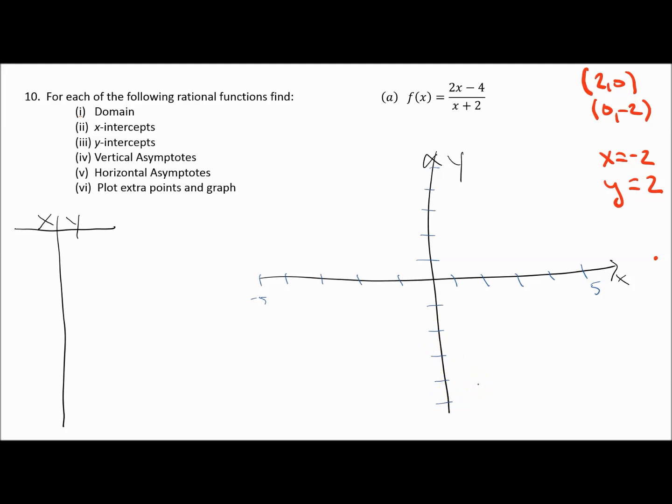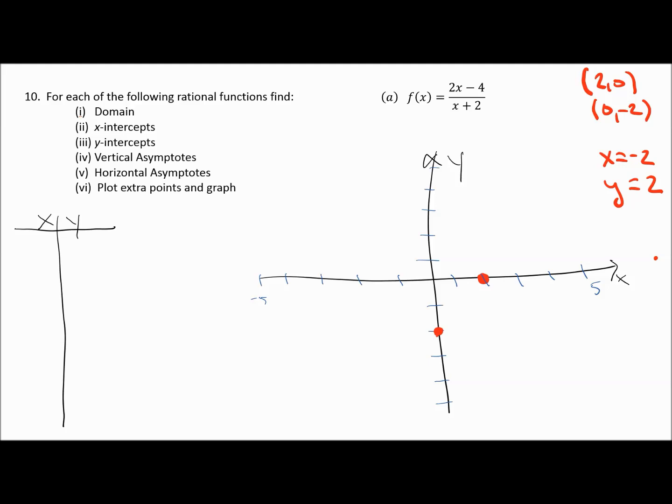Okay, and so I have the point (2, 0) I already want to put on my xy axis, and (0, negative 2). Those are my intercepts. And I think I'm going to do in blue a dashed line, or maybe let's do this in a different color. How about purple? Dashed lines to represent my asymptotes.